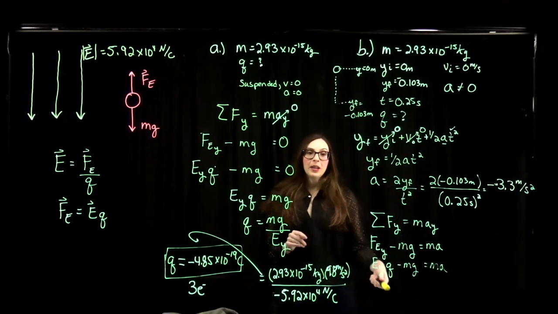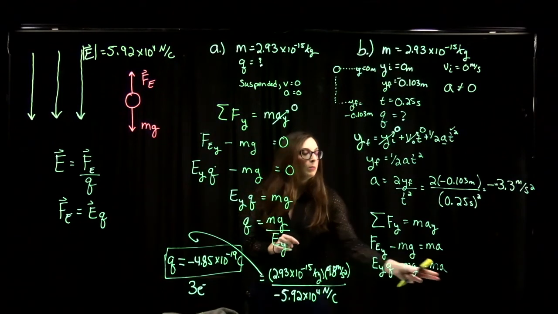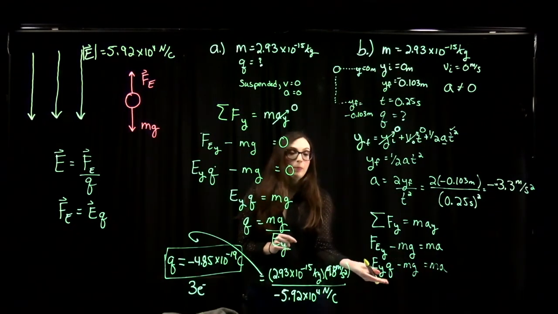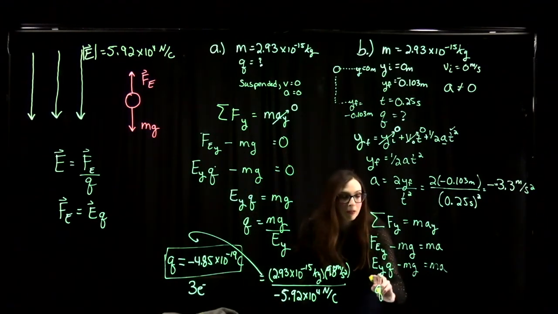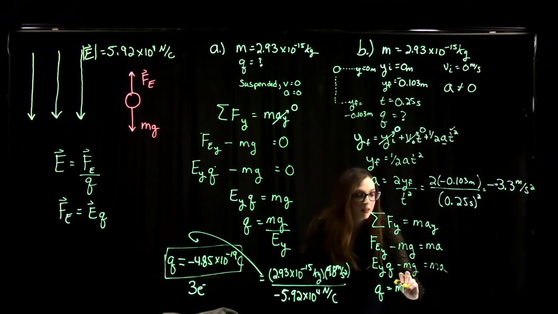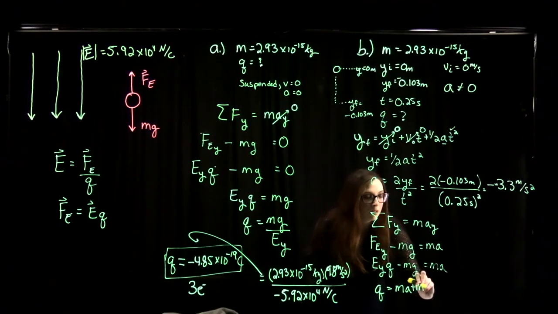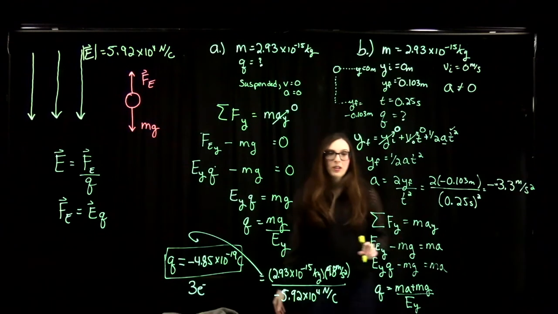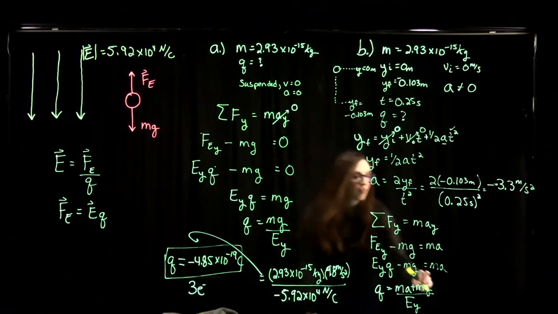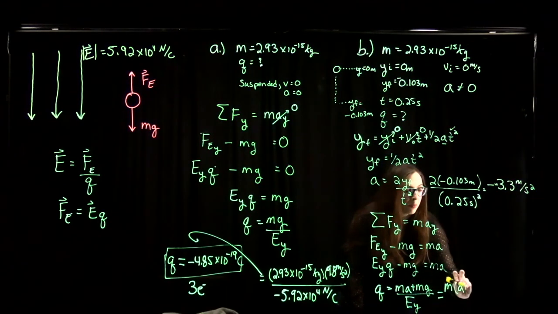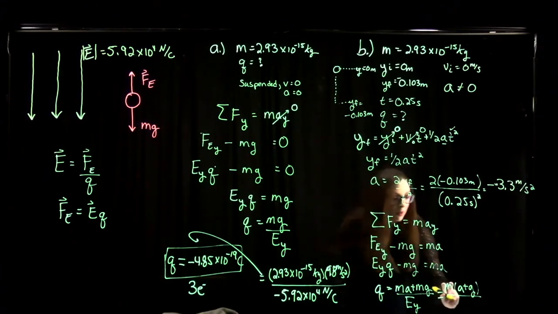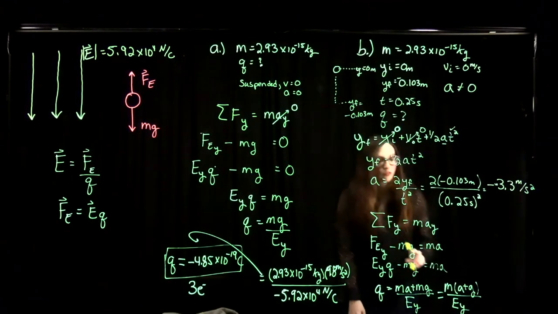To solve this equation for q, I'm going to add mg to the other side, and then divide by the y component of my electric field. q is equal to ma plus mg all divided by the y component of my electric field. And I'm actually going to fancy this up. I'm going to factor out the m, times a plus g, all divided by the y component of my electric field vector.